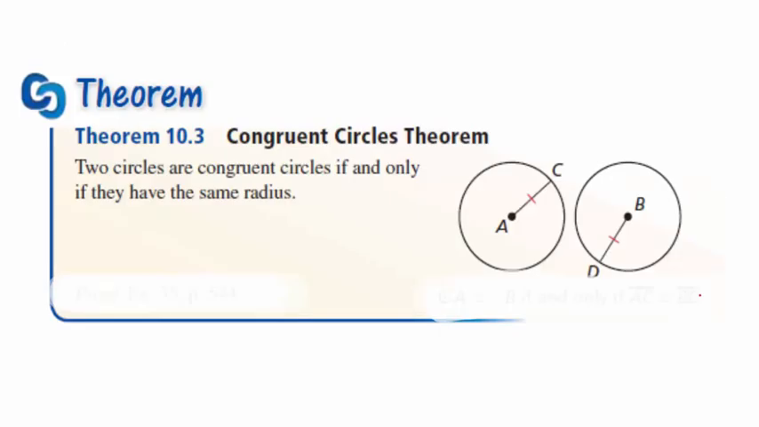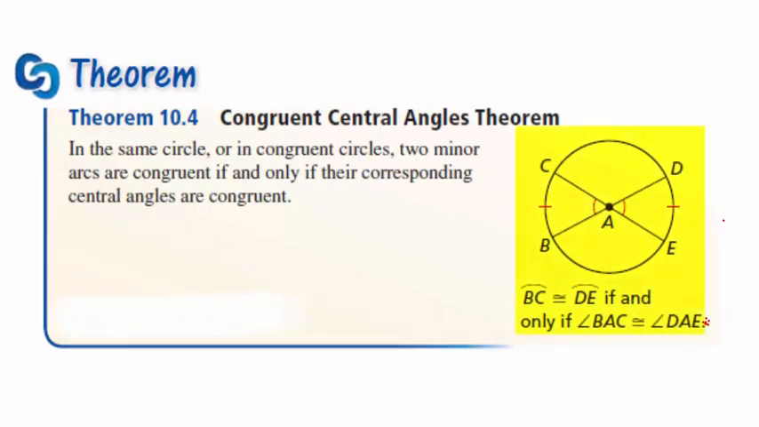If two circles have the same radius, they have to be congruent. That's all I need to know about the circles and their congruent circles. I also can have, on the same circle, two minor arcs that are congruent. Their angles have to be congruent. Or I can go the other way and say if I know the angles, then the arcs have to be congruent.